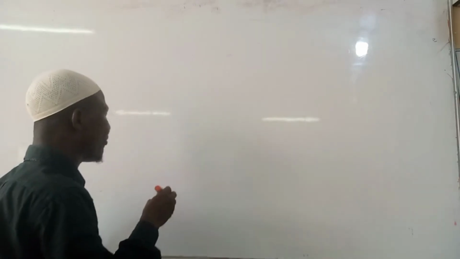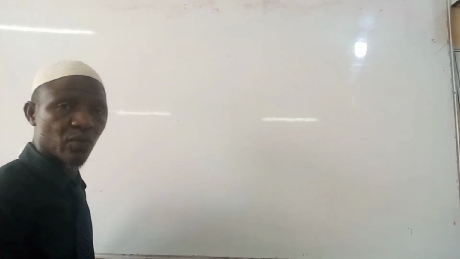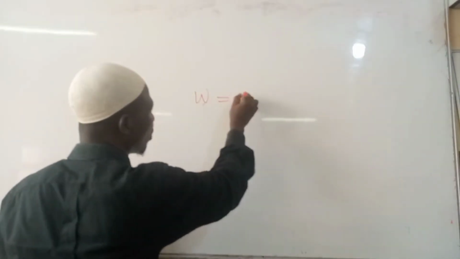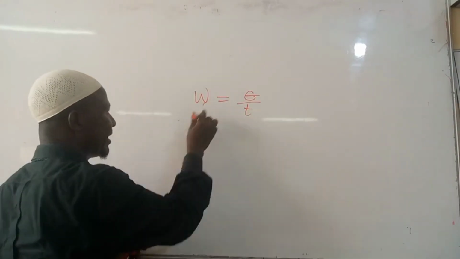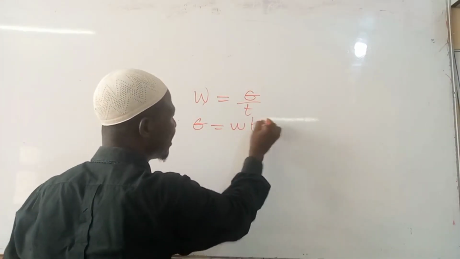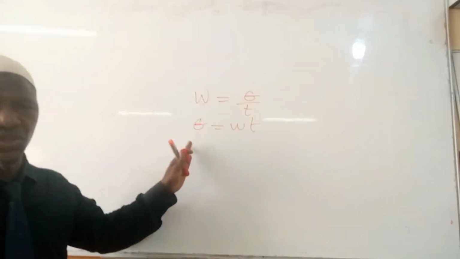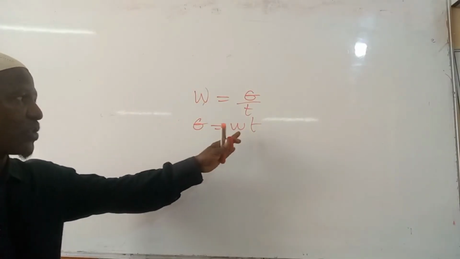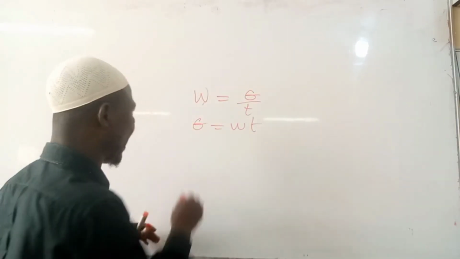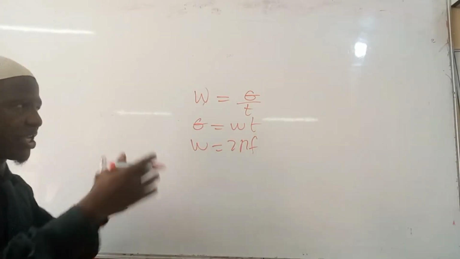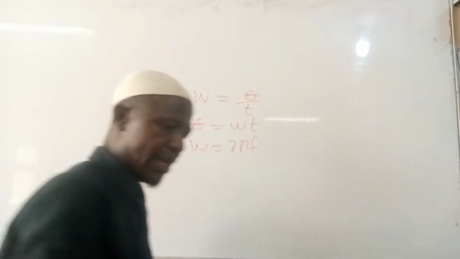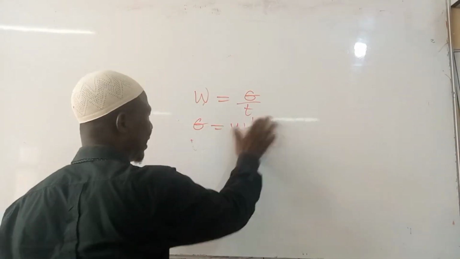Don't forget that under simple harmonic motion, omega is equal to theta over time. Please take note. Therefore, theta is equal to omega t. So when we start deriving the equation, we can replace our theta with omega t. And don't forget omega itself: omega is equal to 2 pi f. So we'll be making use of this equation along our derivation.